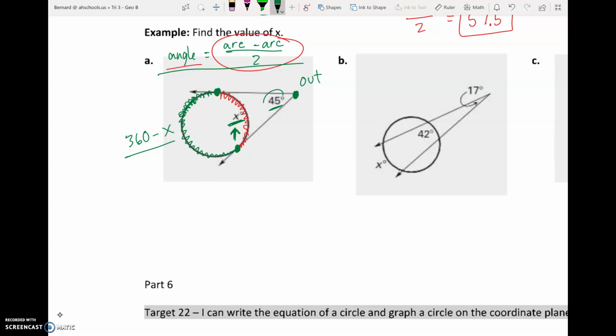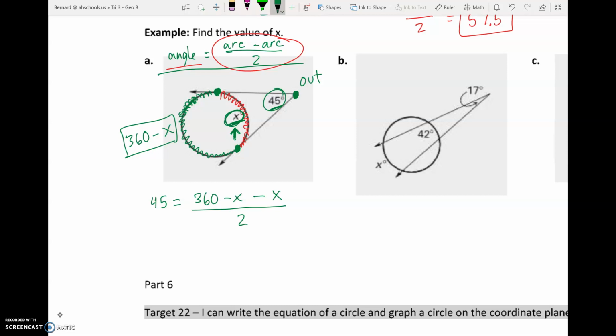Remember, it's angle, which is 45 degrees, equals arc minus arc divided by 2. And so 45 is going to equal, and our big arc is 360 minus x. So I'm just going to put that in, 360 minus x. And then that's our big arc. So then we're going to subtract the other arc. The other arc is just x. So we'll put a minus x. And then we'll divide by 2.